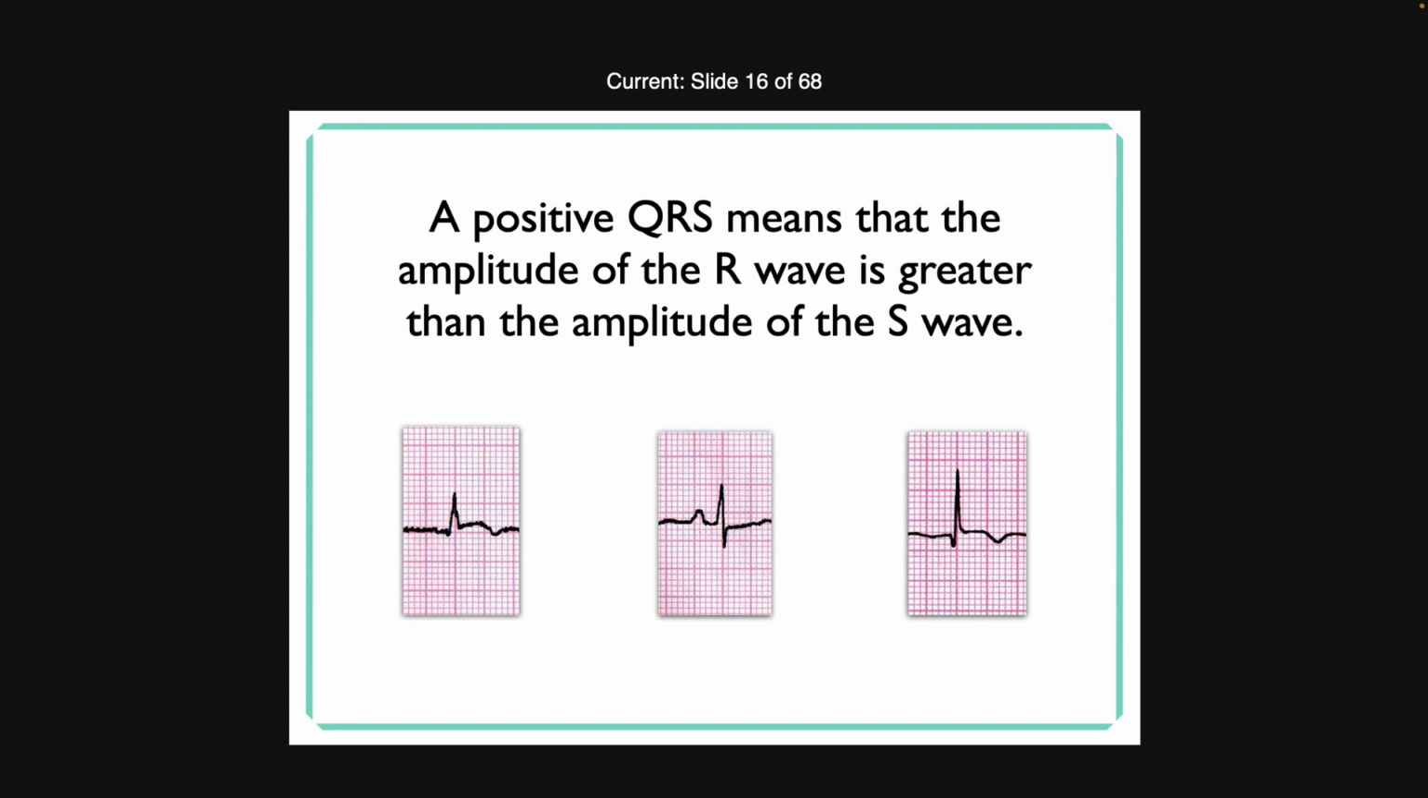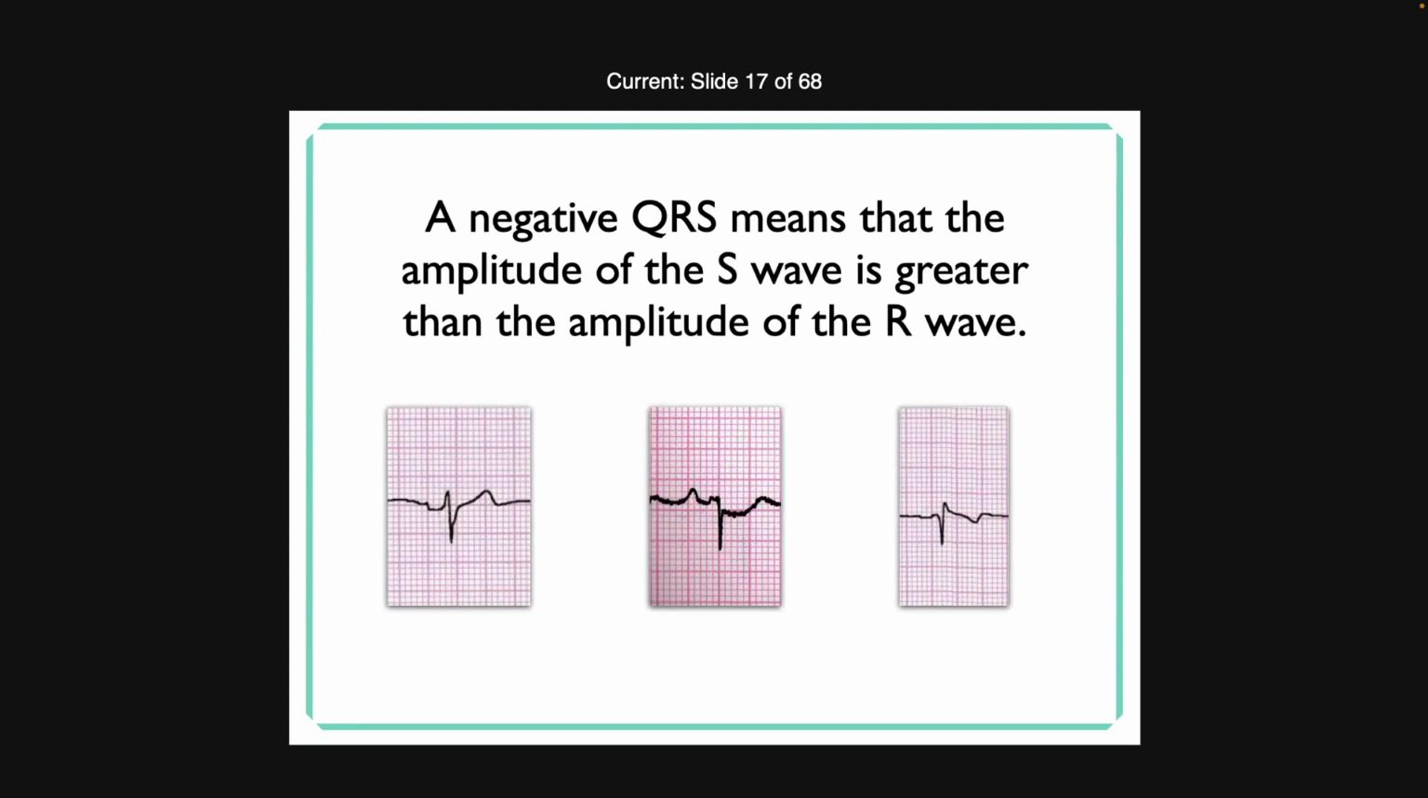They're all positive. And then negative, of course, is the opposite, which means the amplitude of the S wave is greater than the R wave. And again, you can see here, even though there is a bit of an R wave, that S wave is greater, so we consider that negative.